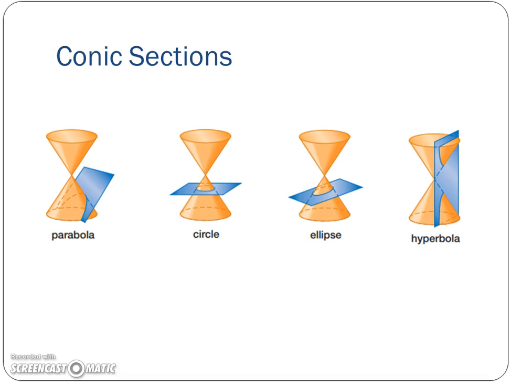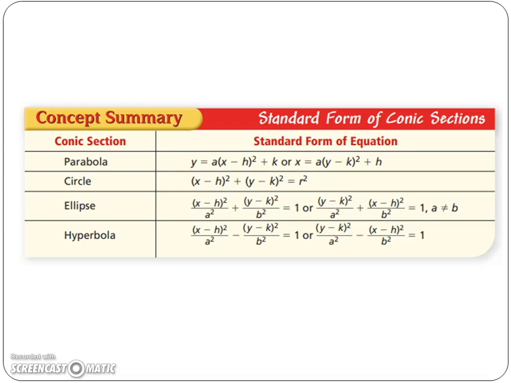So we've got the parabola, the circle, the ellipse, and the hyperbola. These are the standard forms. You've got vertex form, so a times the quantity x minus h squared plus k. Circle is the quantity x minus h squared plus the quantity y minus k squared equals r squared. And then ellipse and hyperbola, the difference is plus and minus, but they're both equal to 1, and you have a squared and b squared in the denominators. So let's look at some examples here.